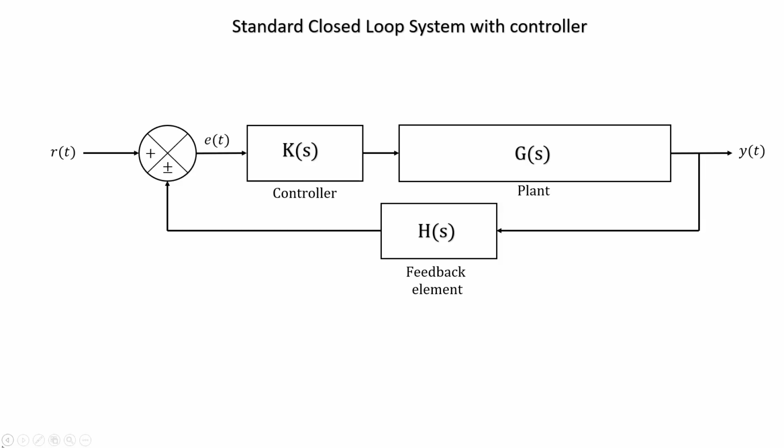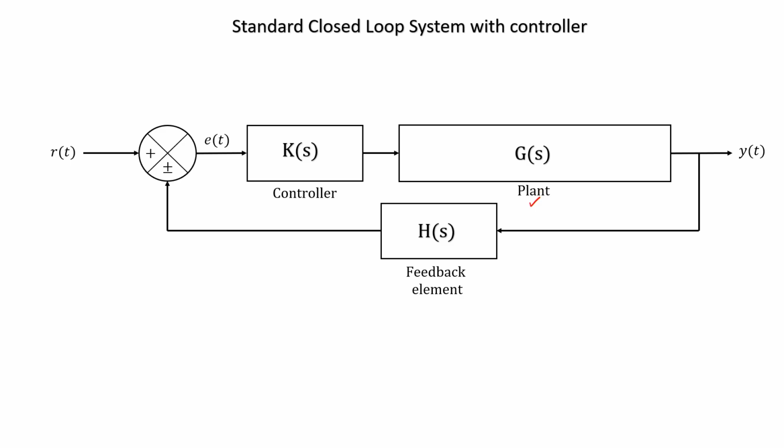Welcome back everyone. In the last class we had seen what a standard block diagram or standard configuration of a control system looks like, where you had a controller, a plant and a feedback element. Plant is the system that you want to control.